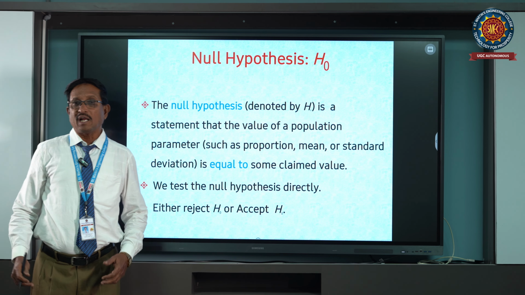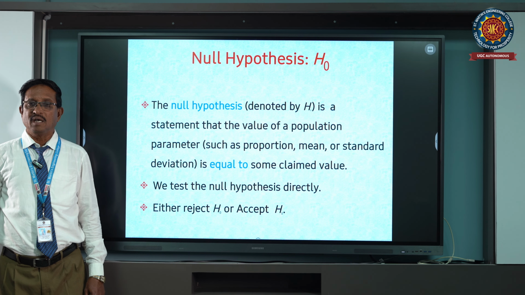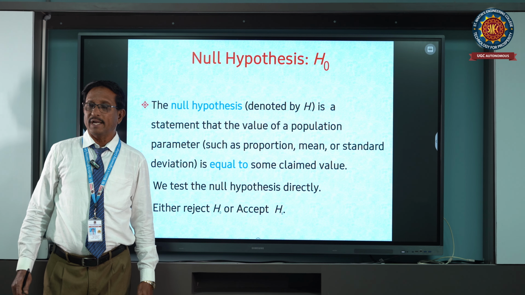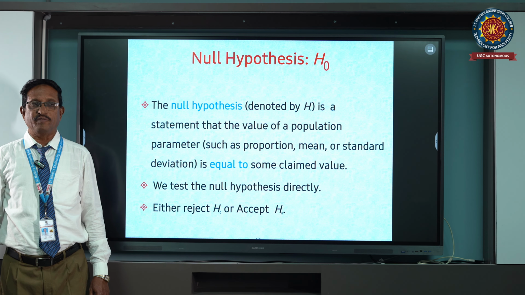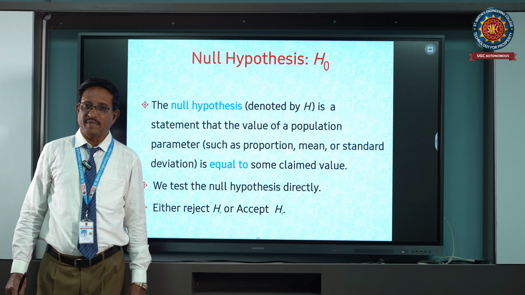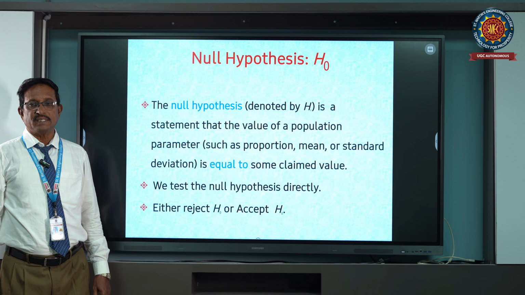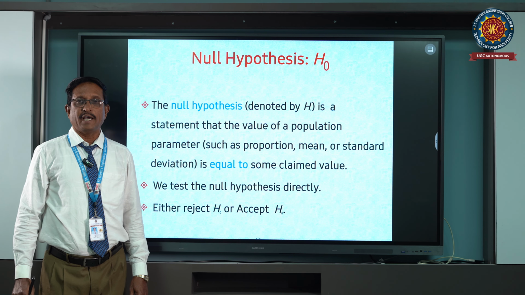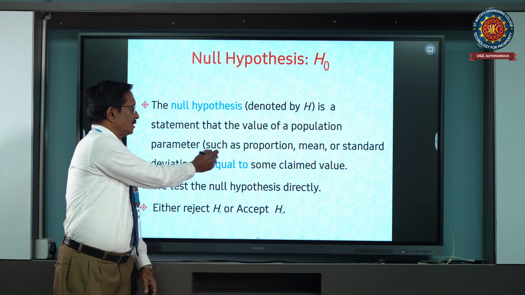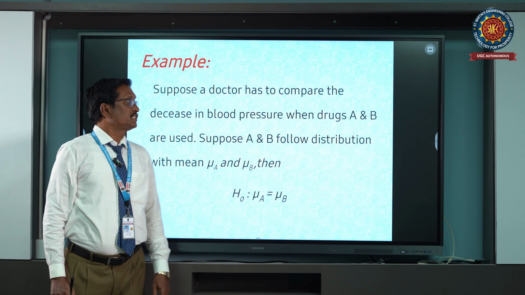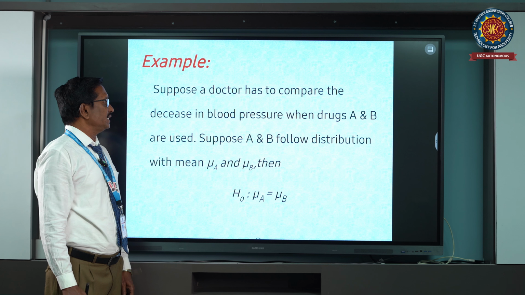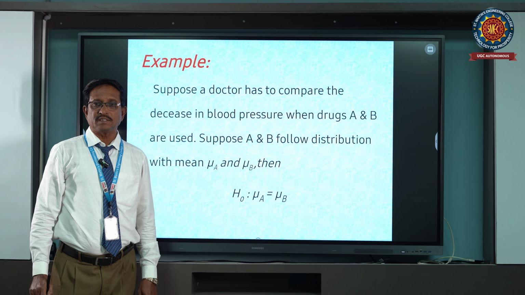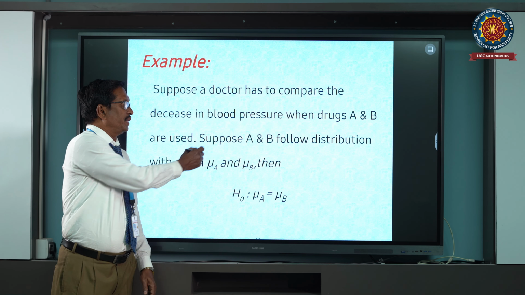Next is the null hypothesis. The null hypothesis is denoted by H naught, such that there is no significant difference between two values. What type of values? There is no significant difference between sample statistics and population parameter. So we use acceptance or rejection of the null hypothesis. For example, suppose a doctor has to compare the effect on blood pressure when drugs A and B are used. Therefore, H naught: mu A is equal to mu B.